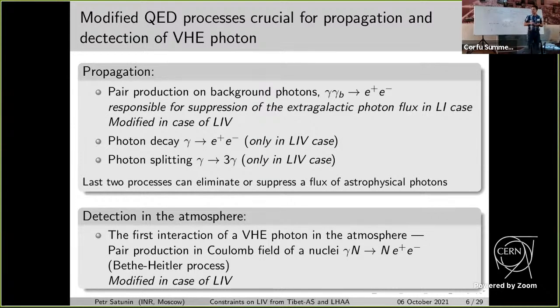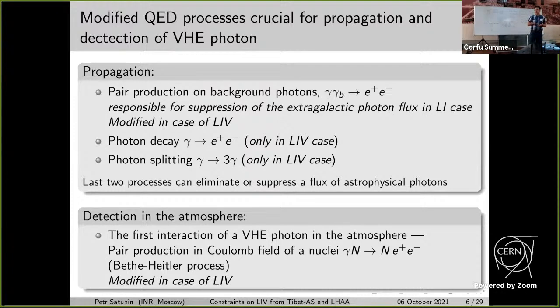So now we consider some modified processes in quantum electrodynamics, which are crucial for the propagation and detection of very high energy photons. One can also add photon absorption, but now I skip it. During propagation, the high energy photon may produce an electron-positron pair on background photons. This process is responsible for the suppression of the extragalactic photon flux in the case of special relativity, but in the case of LIV, it is modified. There are two channels of photon decay, which appear only in the LIV case. These channels are photon decay to an e plus e minus pair, and photon splitting into three less energetic photons.